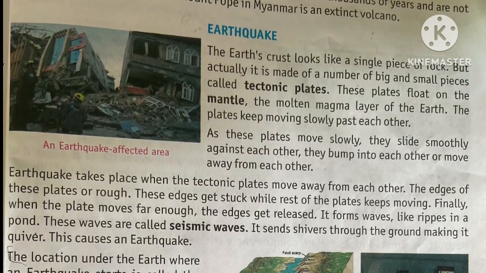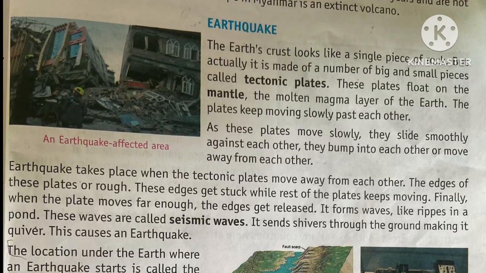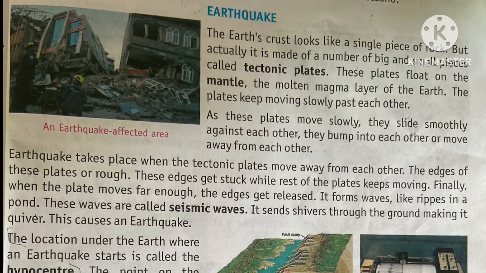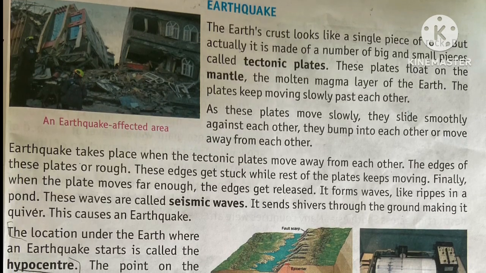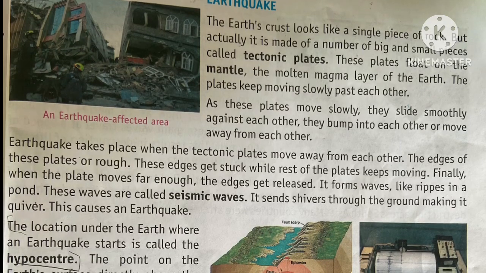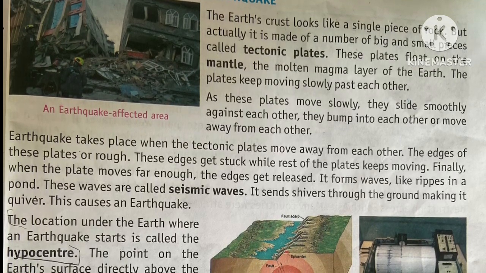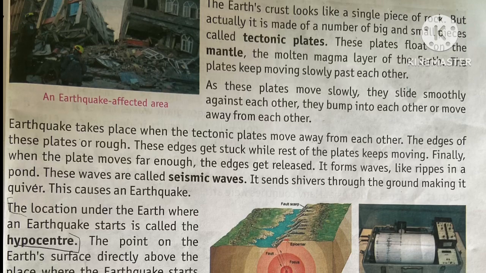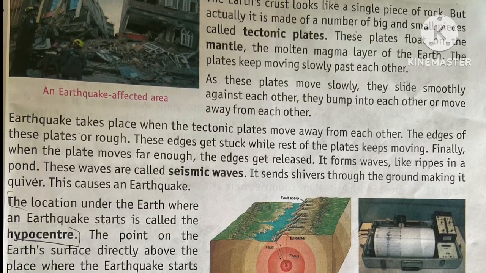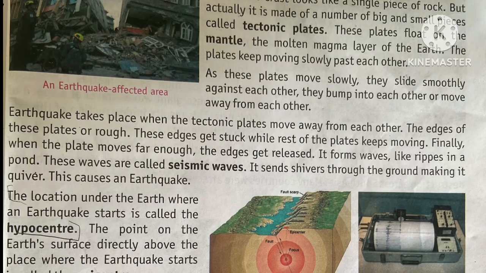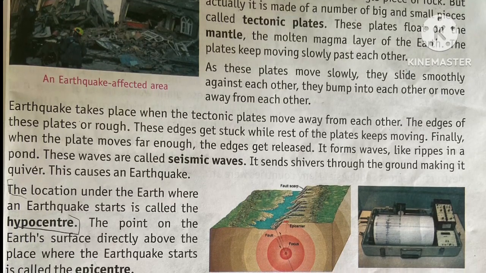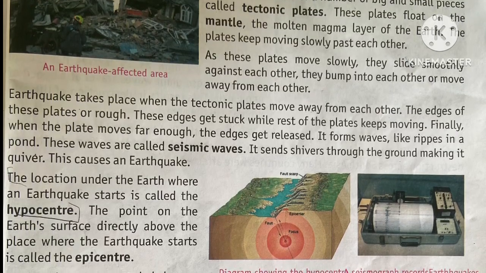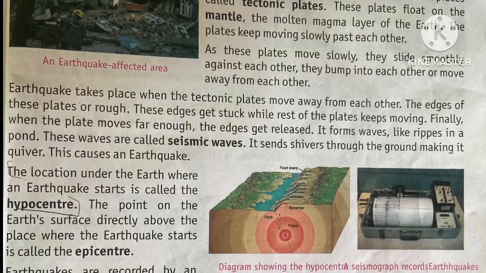The earth's crust looks like a single piece of rock, but actually it is made of a number of big and small pieces called tectonic plates. These plates float on the mantle, the molten magma layer of the earth. The plates keep moving slowly past each other. As these plates move slowly, they slide smoothly against each other. They bump into each other or move away from each other.